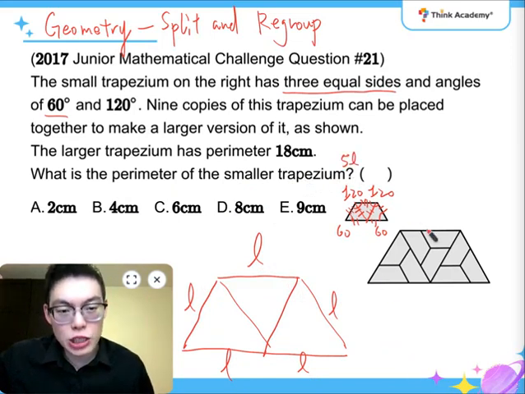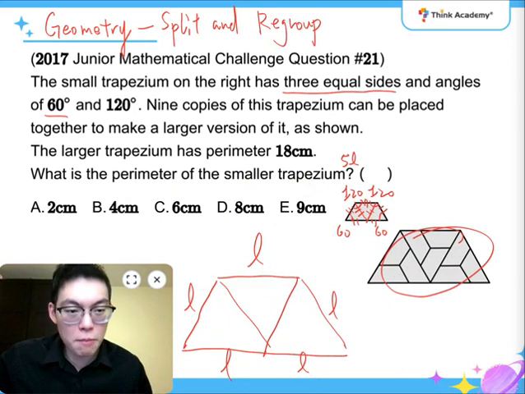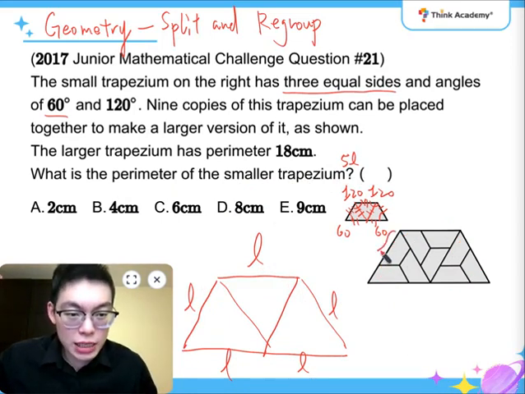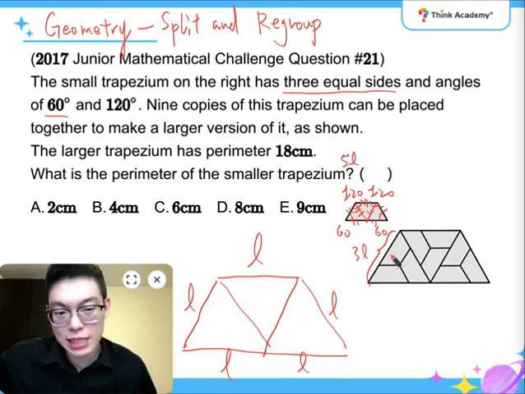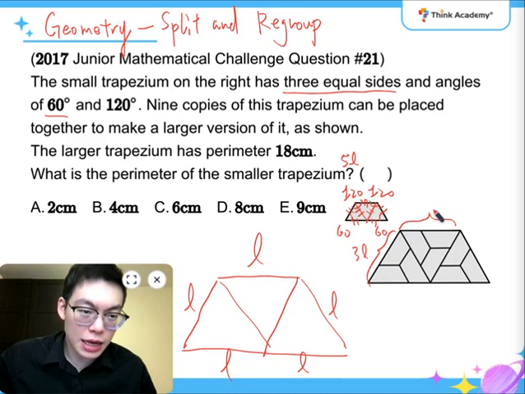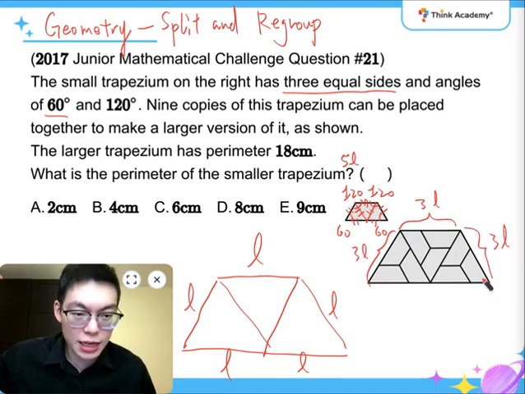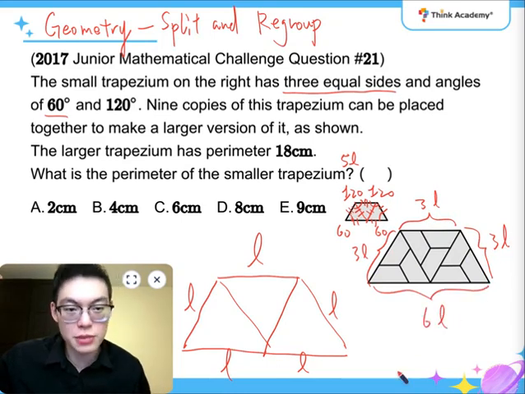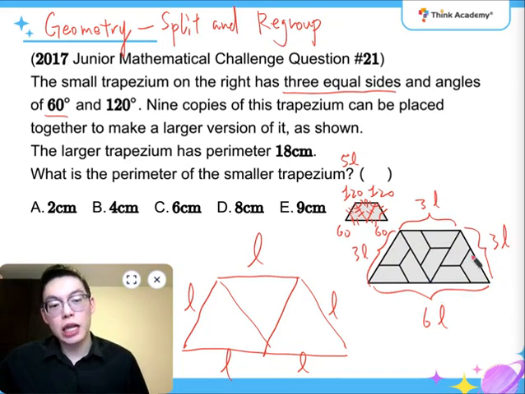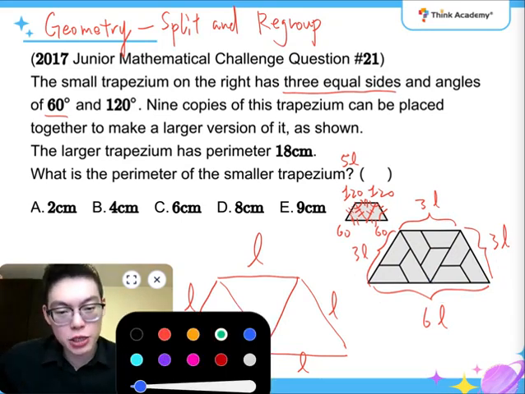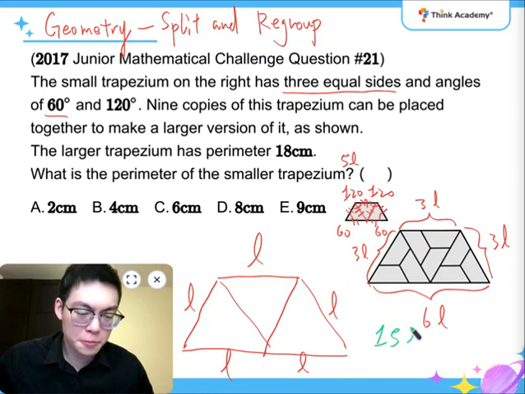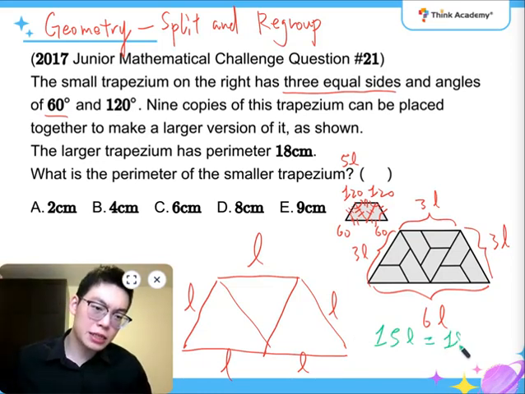And now we can just take a look at this compound large trapezium there. So this side is 3 lengths, a side and a bottom, basically. And that is also 3 lengths, a side and a bottom. That is also 3 lengths, a side and a bottom. That is going to be 6 lengths, 2 sides and 2 bottoms. So altogether, the large trapezium is adding up to 15 lengths, and that's 18 centimeters.